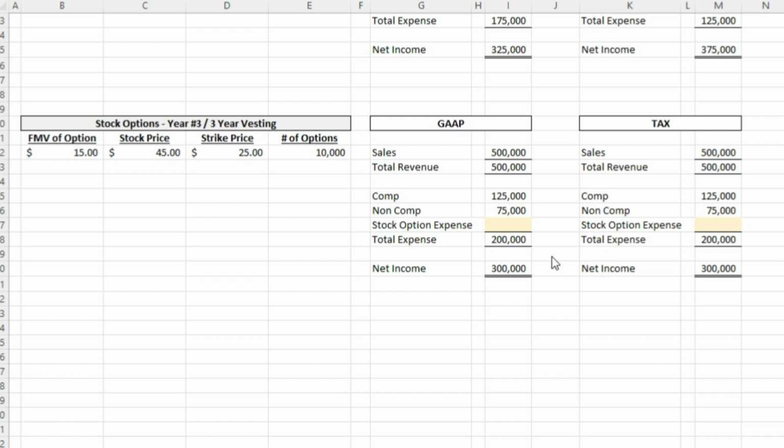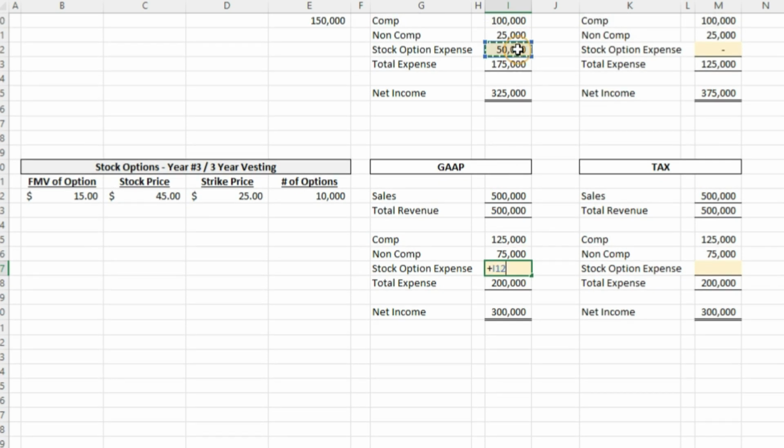So from a GAAP standpoint, we're par for the course. We're just going to take our $50,000 of amortization that we talked about. We have our value of the options when they're issued, and we're recognizing that expense over the vesting period. Now, from a tax standpoint, we have a taxable event.